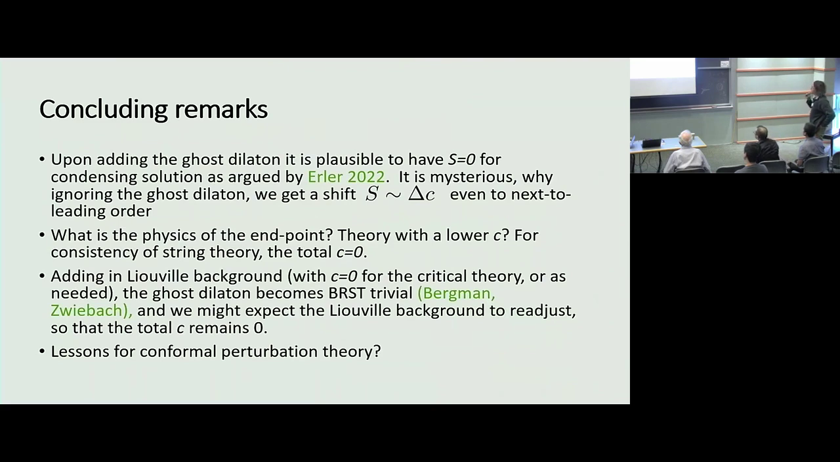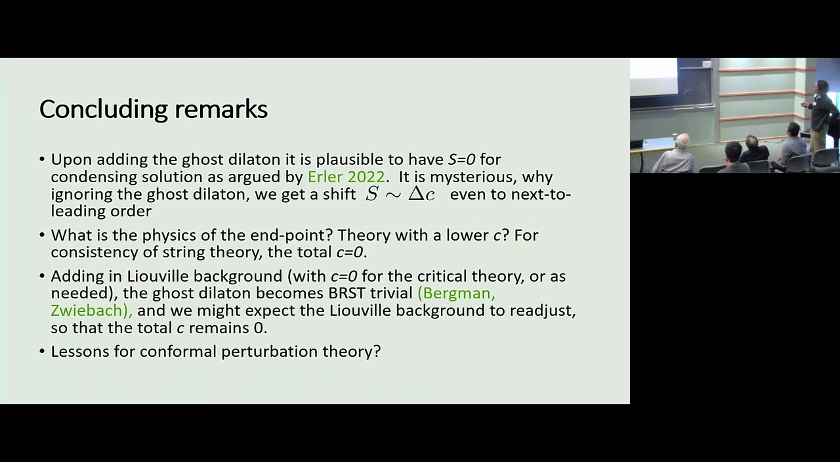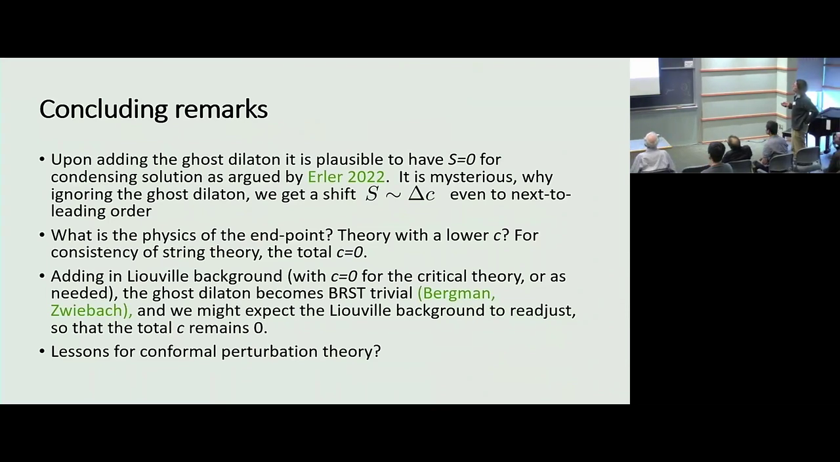But let me just conclude. Including the ghost dilaton, it's still possible to show that the closed string field action on a classical solution is equal to 0, as argued by Erler using arguments of Bergman and Zwiebach. But it's rather mysterious. I would say that if we ignore the ghost dilaton, we get a shift that is given by 1/12 of the change of the central charge, even to next to leading order. In principle, if you do something wrong, you would expect complete mess and not something nice to persist to higher order.